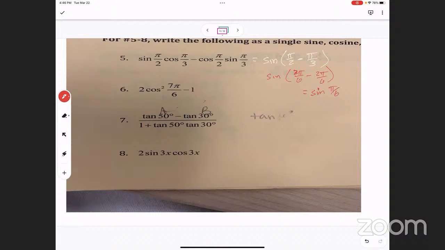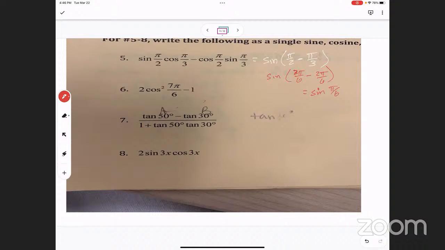If they give it to you in radians, they don't want the answer in degrees. But if it's easier for you to do degrees, just convert it back. If you did it, you would have got sine of 30, but then you just want to convert it back to pi over 6. Okay? Because I'm sure that's how they want it.